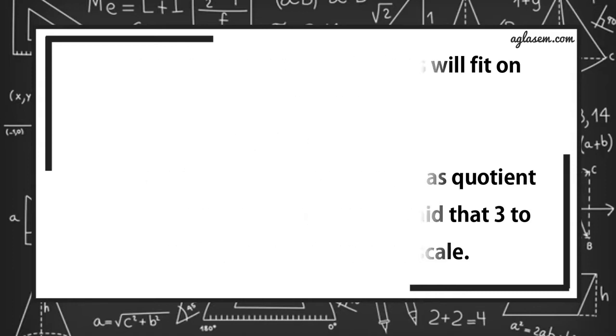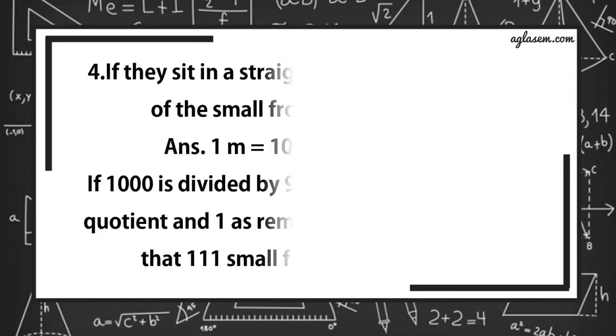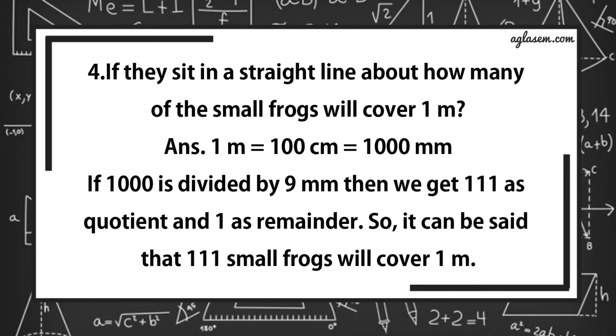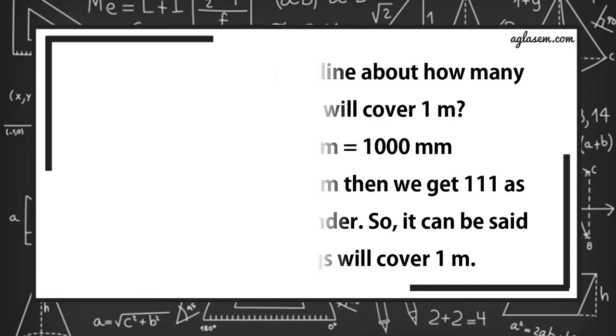Further, fourth question says, if they sit in a straight line, about how many of the small frogs will cover 1 meter? Answer is, 1 meter is equal to 100 centimeter. Therefore, that is equal to 1000 millimeter. If 1000 is divided by 9 millimeter, then we get 111 as quotient and 1 as remainder. So it can be said that 111 such frogs will cover 1 meter.